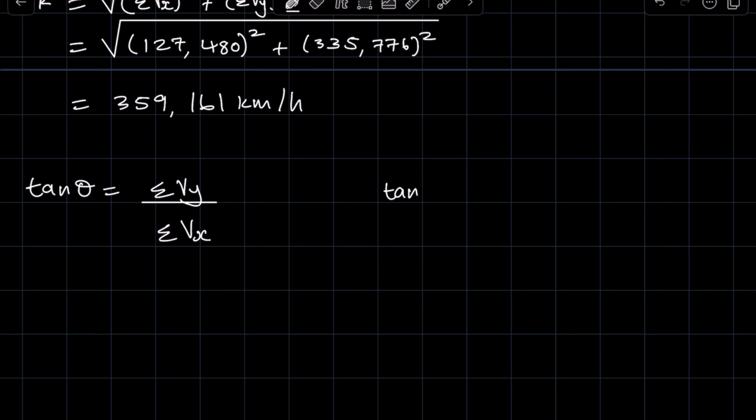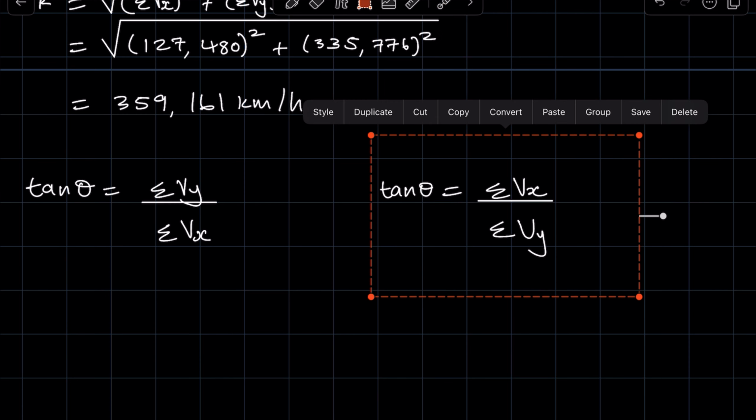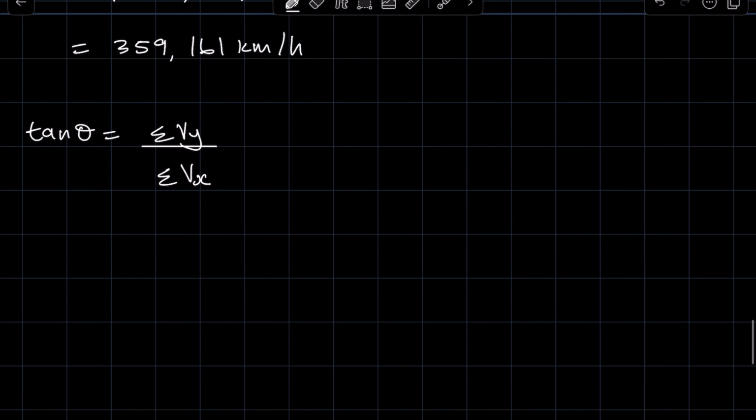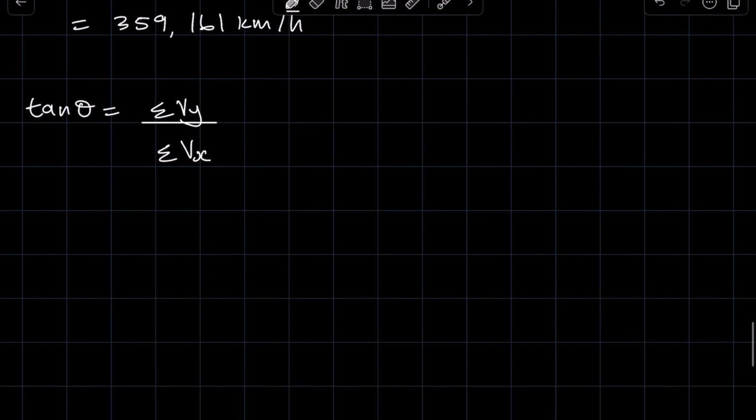If our angle was going to be referenced from the y-axis, then this would have been the approach: the sum of v in the x direction divided by the sum of v in the y direction. Again, we use the first one because we want our angle to be referenced from the x-axis. Also, this one is the one that happens to appear on your formula sheet.